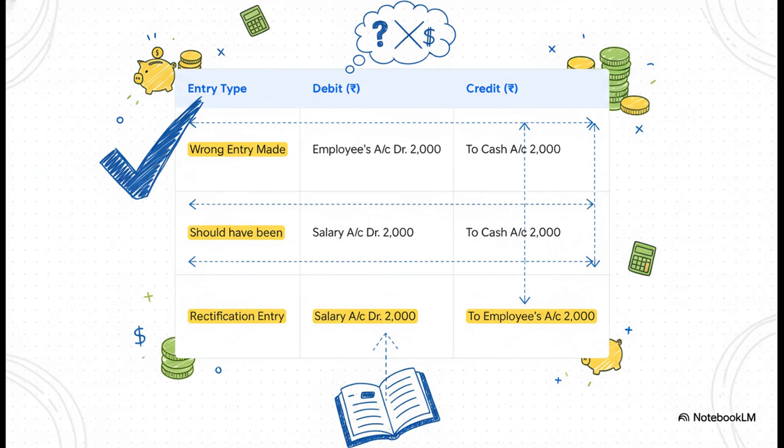Okay, look carefully at this one. The credit to the cash account was actually correct in the first place, so we don't need to touch it. The whole mistake was on the debit side. So the solution is to put the debit where it belongs, in the salary account. And to cancel out the wrong entry, we do the opposite. We credit the employee's personal account. So we debit the right account and credit the wrong account. See? The mistake is now completely fixed.